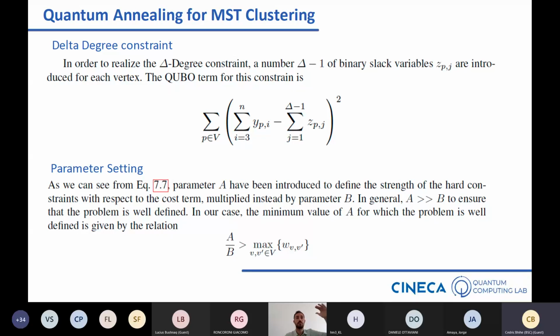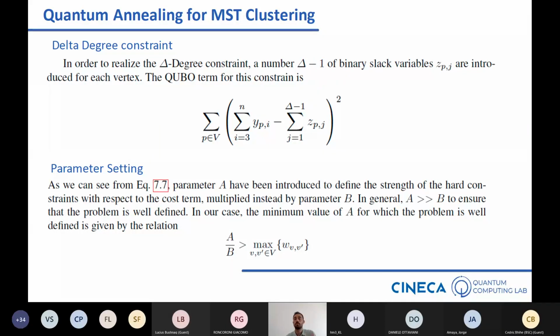in order to separate configurations that are correct from the incorrect configurations. For an incorrect configuration, I mean, for example, one where the graph that I found is not a tree. So this is mathematically what you need.